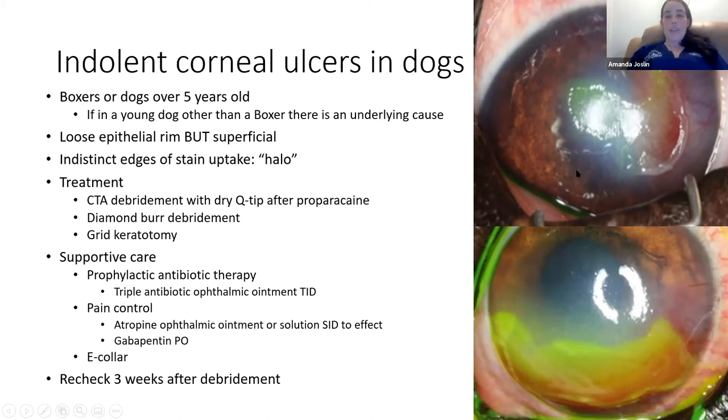But you get this kind of halo uptake of stain where it's taking up on the epithelium, but the stroma is covering it. When they're referred to me, I do a diamond burr debridement. So that is about a 95% success rate of healing within the first 2 to 3 weeks.